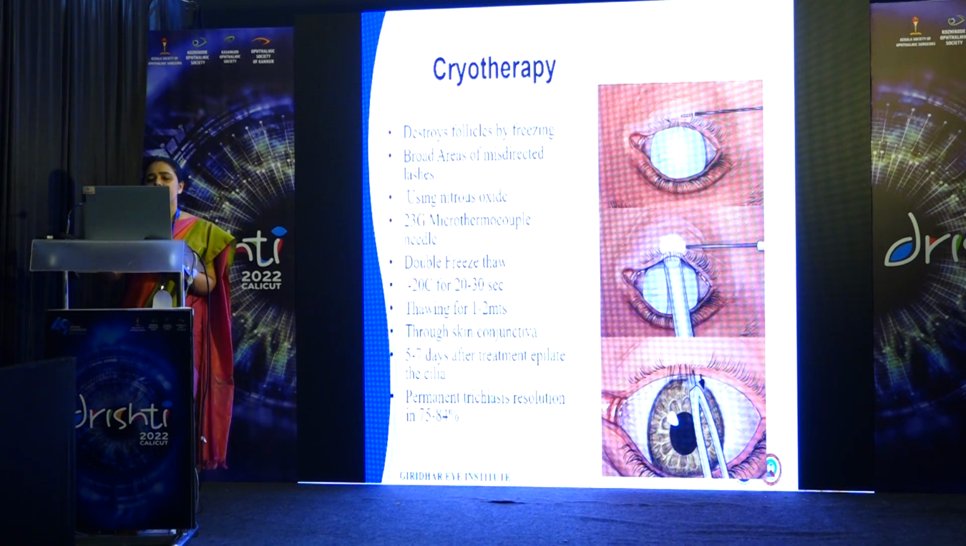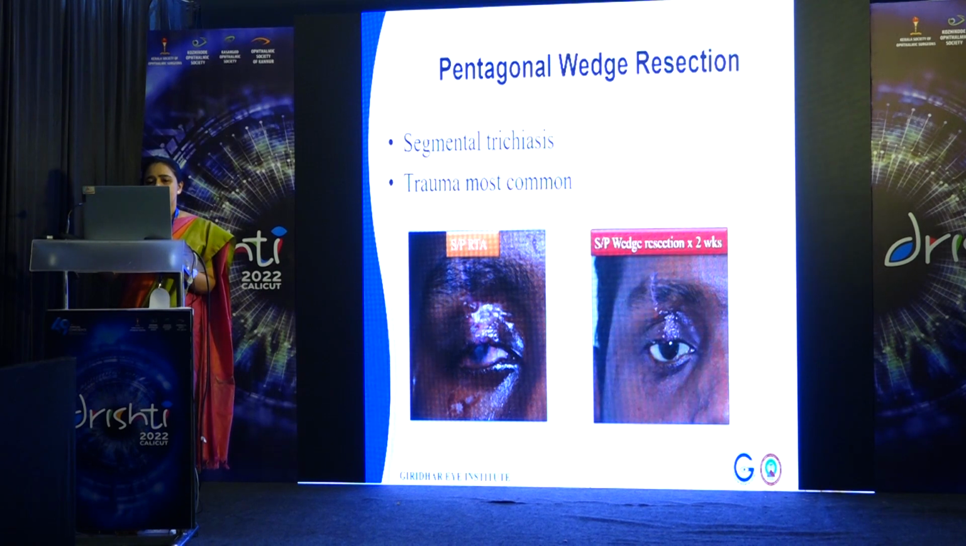So coming to cryotherapy, cryotherapy is done when there is a row of lashes. What happens is it destroys the follicles by freezing. You can do it in two ways. Either you can split the lid, anterior lamella and posterior lamella, and then give cryo. The side effect is you can get hypopigmentation. And after giving cryo, just wait for 2 weeks. Most of the time, if you have done a good cryo, the lashes will fall off by themselves.